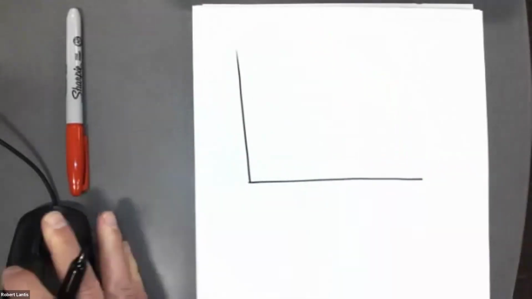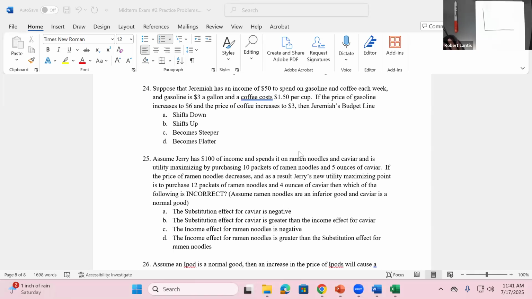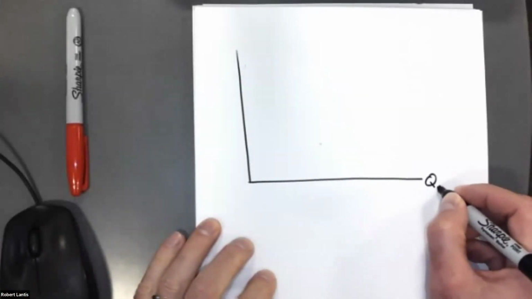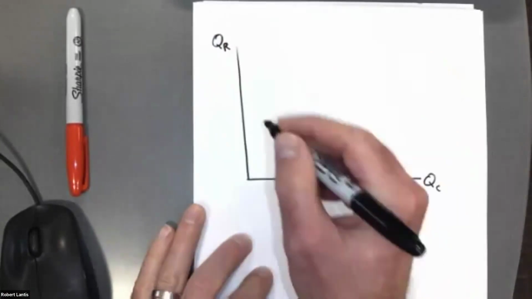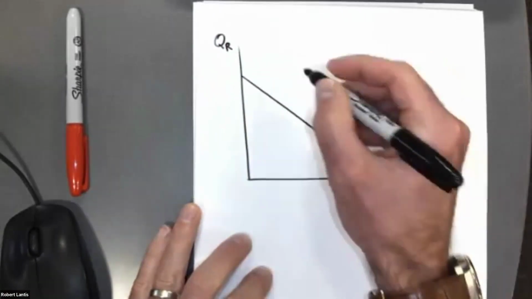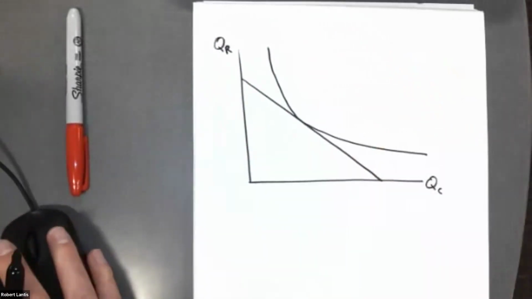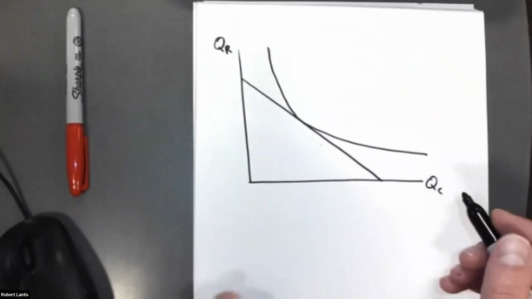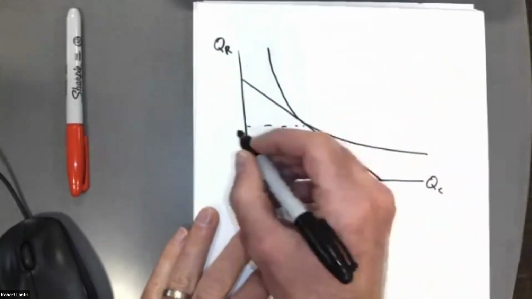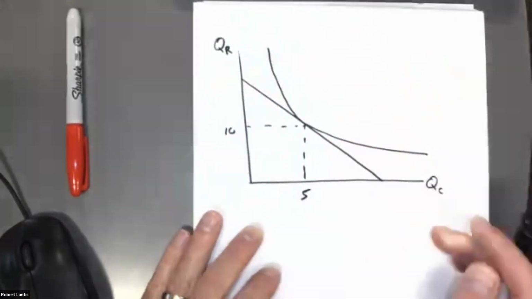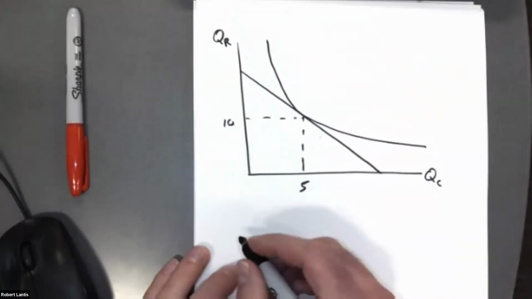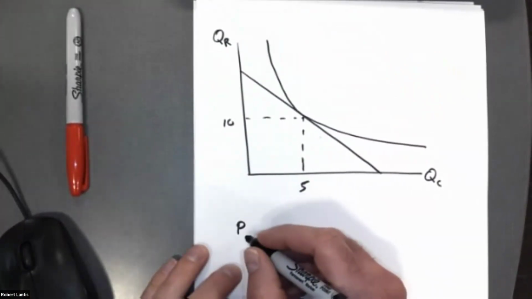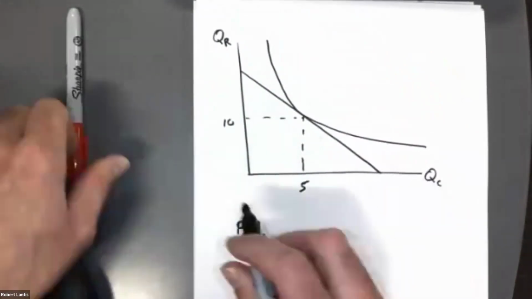And here, I don't think I even specified what good is on the x-axis. Again, it shouldn't matter. I'll do caviar down here, ramen noodles up here, okay? So whatever consumer optimum we were at before, we were told that was 10 packs of ramen, 5 ounces of caviar, okay? I then saw a price of ramen noodles decrease.